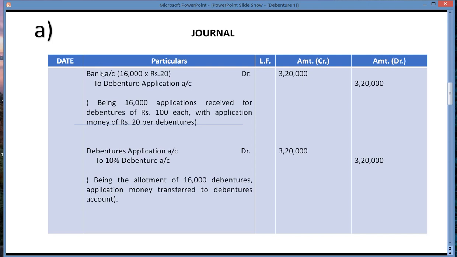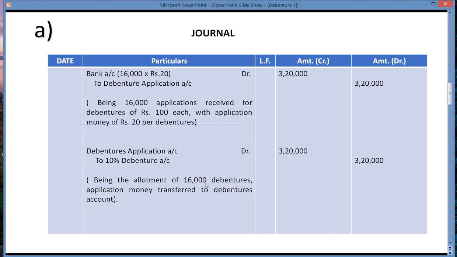Yes, so bank account is debited to debenture application account. Being 16,000 applications received for debentures of 100 rupees each with application money of rupees 20 per debenture. Now we must allot them. Yes, so debenture application account debited to 10% debenture account. Yes, so we have allotted.